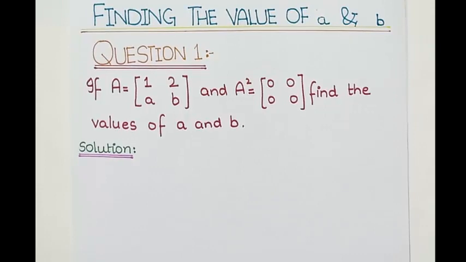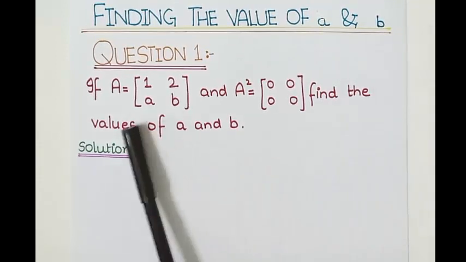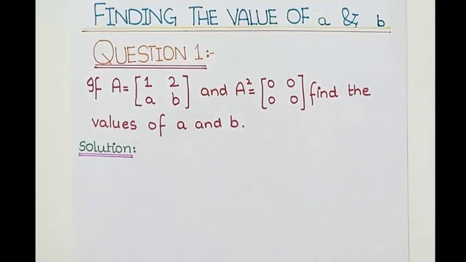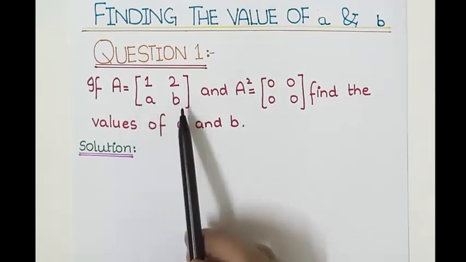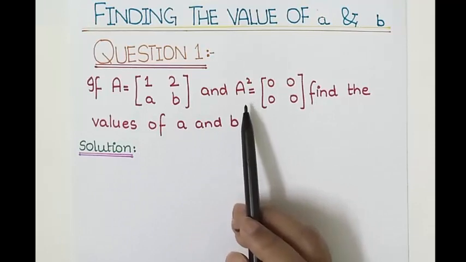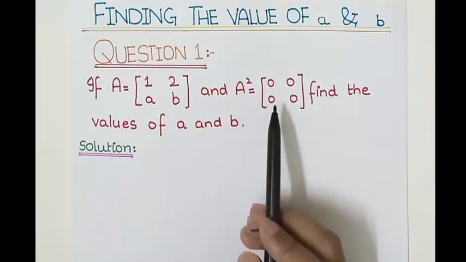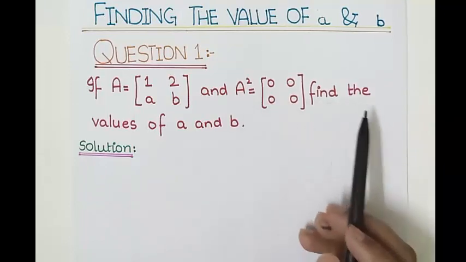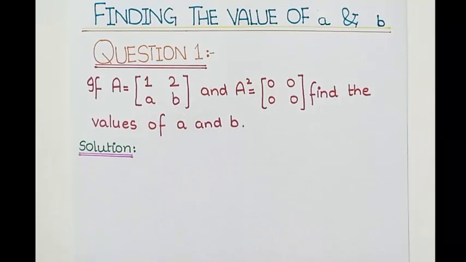The topic of our today's video is to find the value of A and B in a given matrix. We are given a matrix A whose entries are 1, 2, A, B, and we are given another matrix A square whose all entries are 0. It means this is a null matrix. Now we have to find the values of A and B.